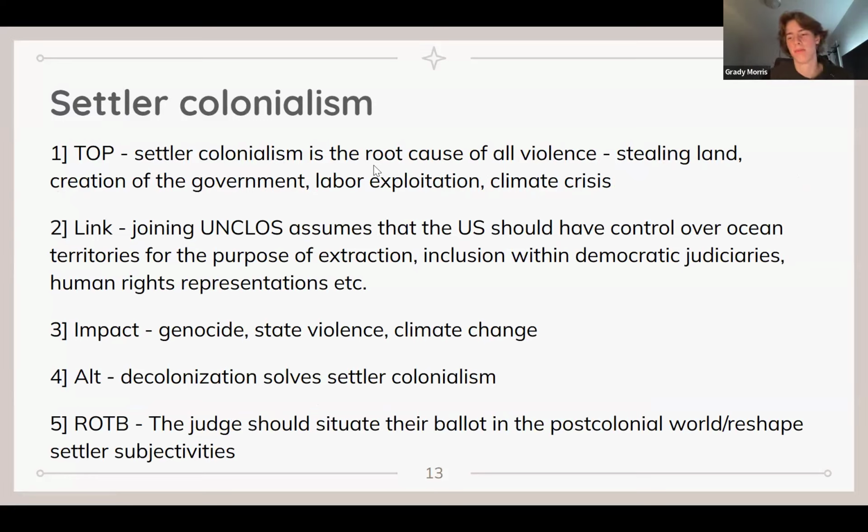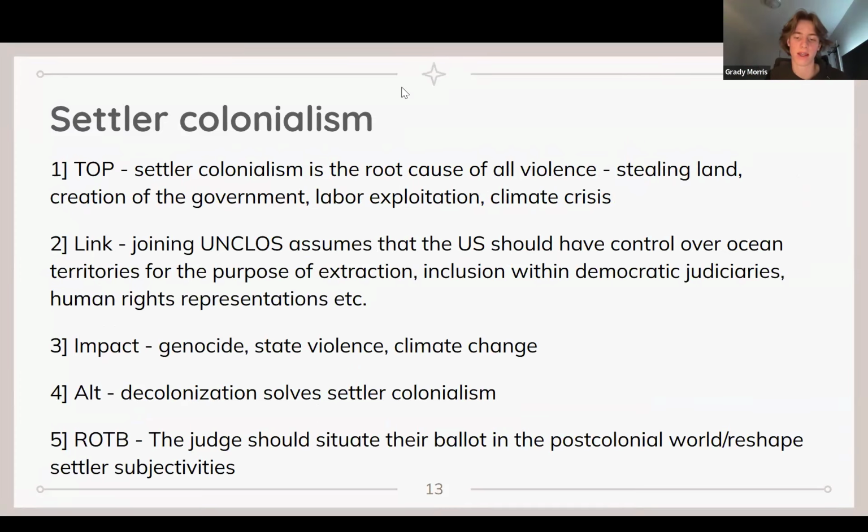Yeah. Settler colonialism is the idea that whenever settlers first came to the United States and they began to occupy that land, that started the root cause of all forms of violence. Settler colonialism says that things such as stealing land, the occupation of that land, creation of things like the settler nation state, labor exploitation through things such as the transatlantic slave trade, in which Black and Indigenous people were forced into slavery, and the kind of way that settlers tried to improve upon land by doing things like over extracting on that land via things like fossil fuels, then causes the climate crisis.